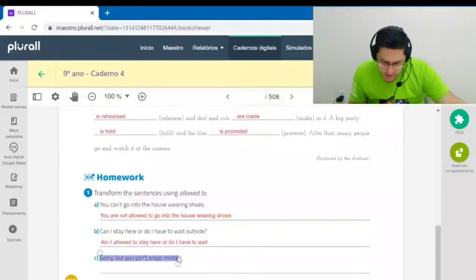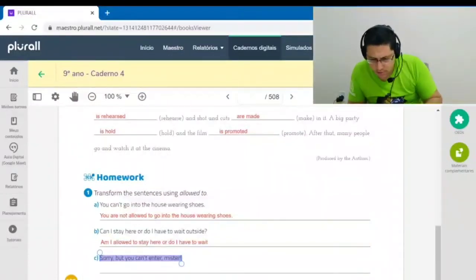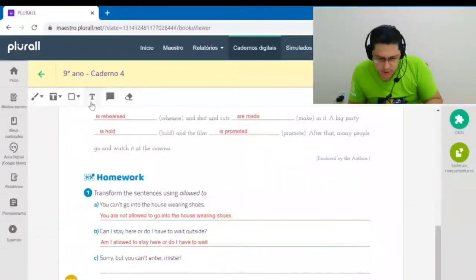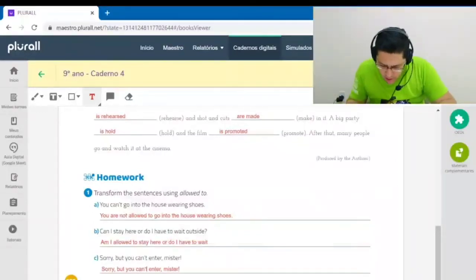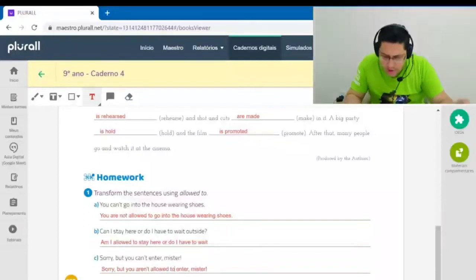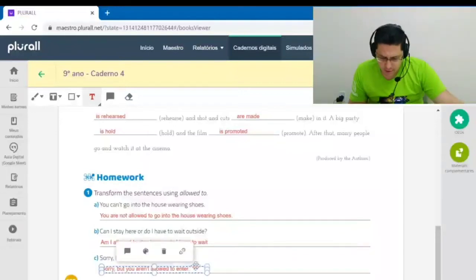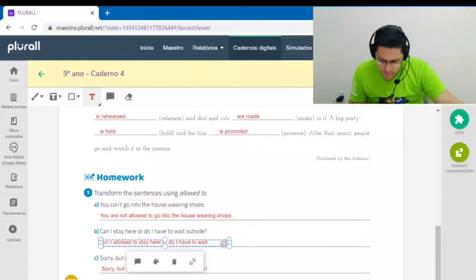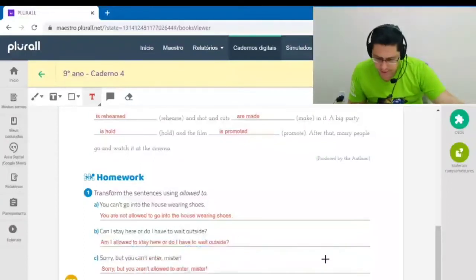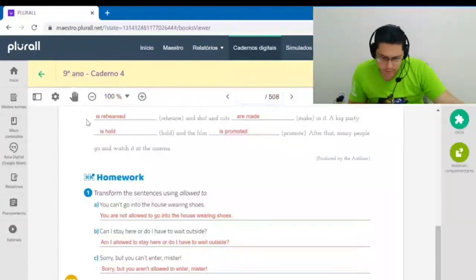Sorry, but you can't enter, mister. Sorry, but you aren't allowed to. Aren't allowed to enter, mister. Ah, que joia. Ele não está completando as minhas frases. Muito bom.